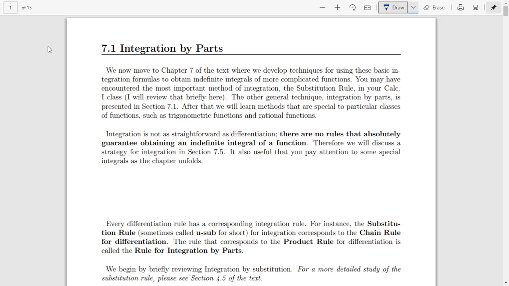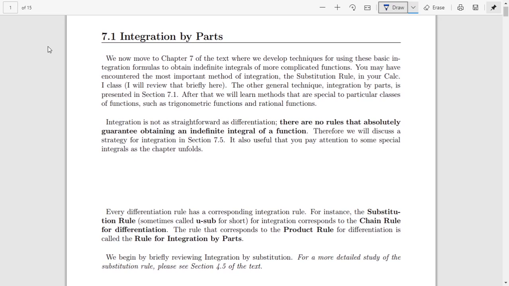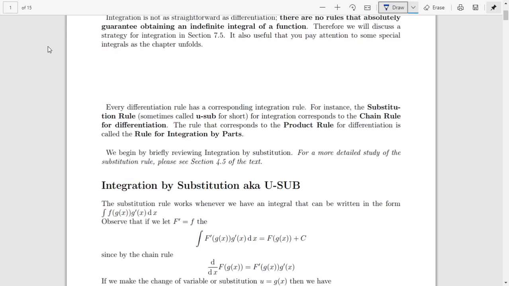So from sections 7.1 to 7.4, we'll be looking at some techniques, and in section 7.5, we'll look at how we can combine or how we can use those different techniques if we are given a problem. It's good you pay attention to the information presented from 7.1 to 7.4 to be able to have a strong grasp of what this chapter will be all about.